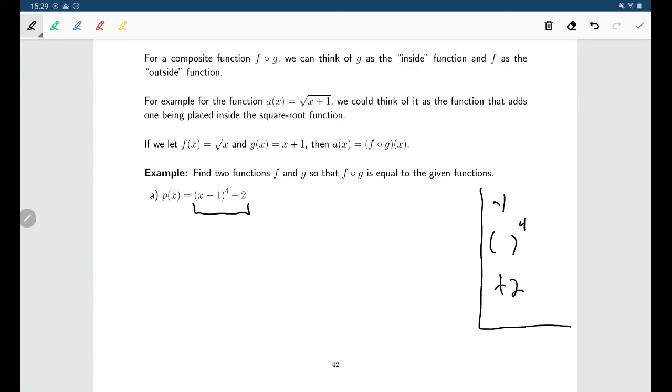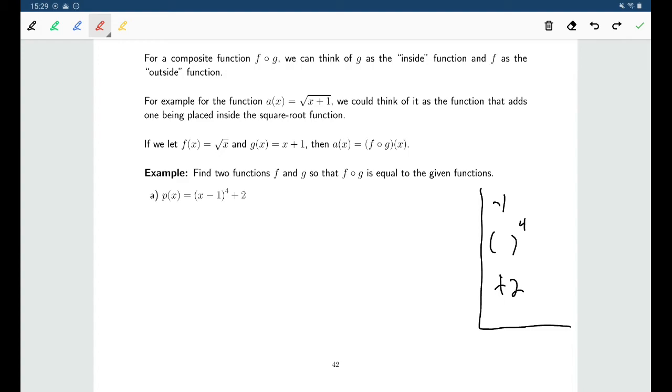So we really actually have three functions that are going on here. It's not just two functions. We have three choices of what our functions are. So I've written them in order from first to second operation to third. So if we're thinking about inside functions versus outside functions, the inside function is what you do first, the outside function is what you do last.